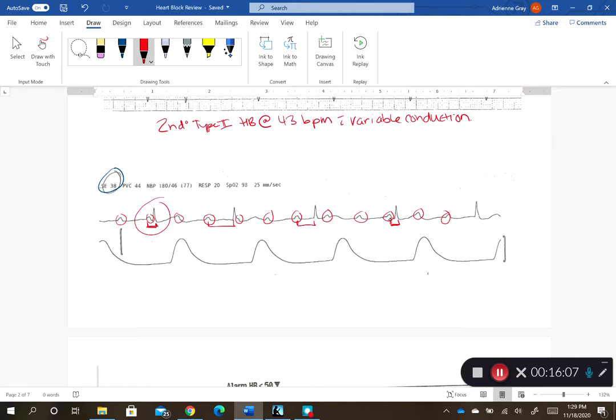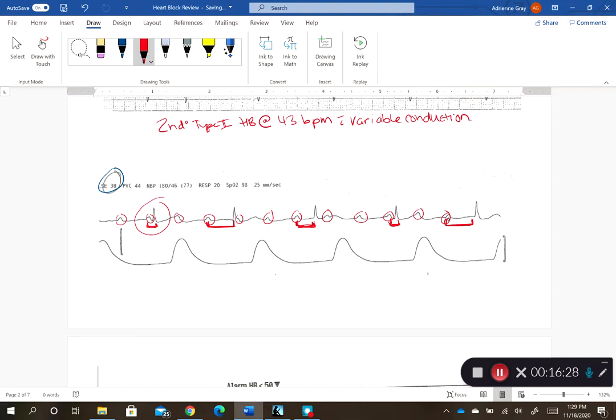Well, I do have more P's than QRS complexes, so that does fall in with second degree type 2. However, my PR intervals are all over the place. And remember with the second degree type 2, when a QRS does follow a P wave, that PR interval is going to be consistent. So it cannot be a second degree type 2.